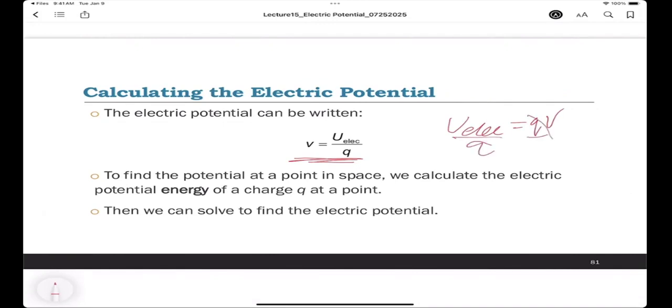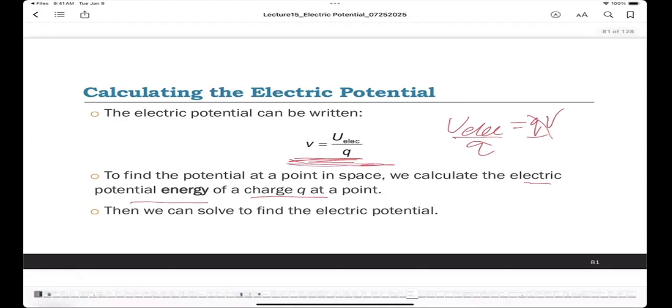To find the potential at a point in space, we calculate the electric potential energy of a charge Q at that point. Then we can solve to find the electric potential. We know the electric potential energy, we know the charge, and then we know the electric potential from this equation. That makes sense to you? Okay.